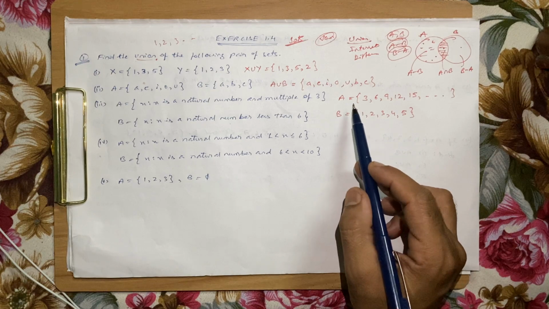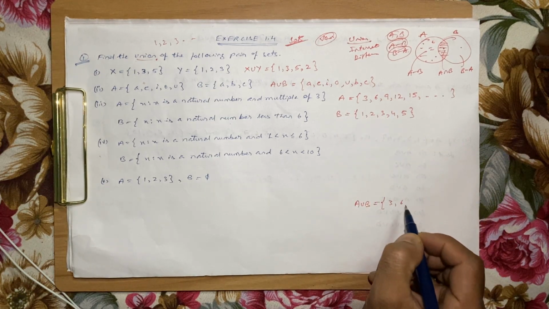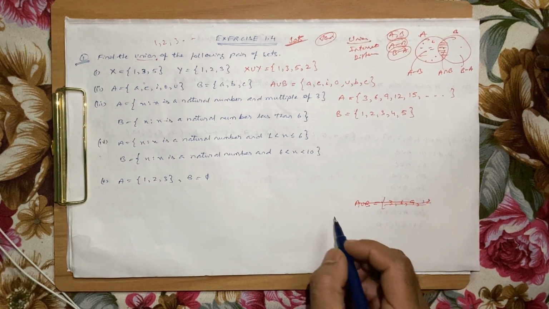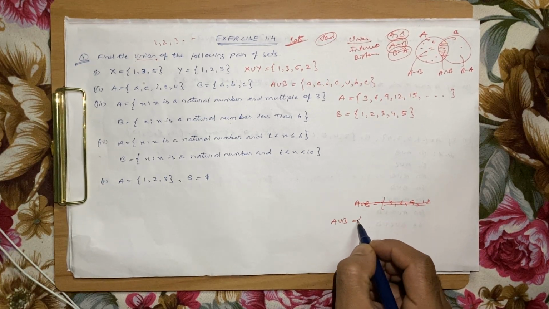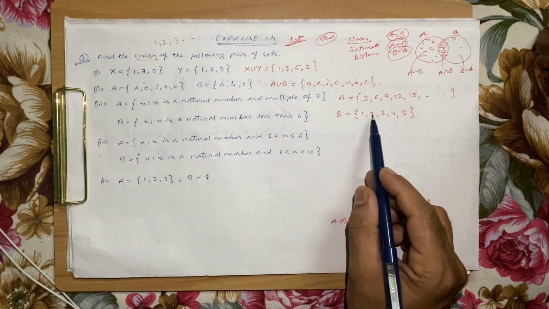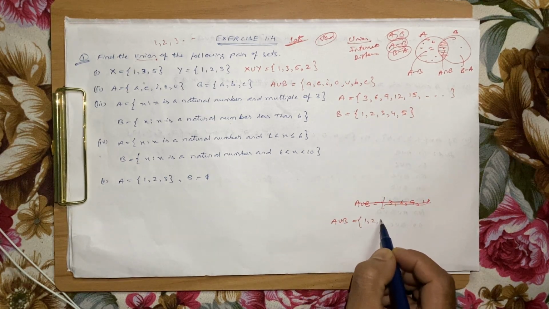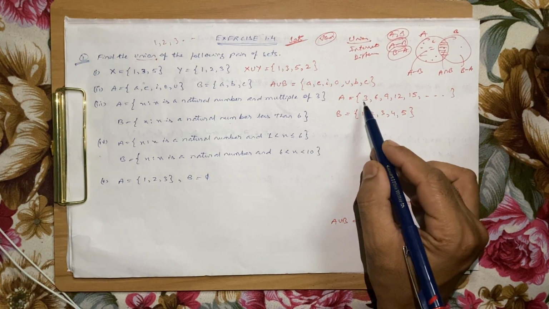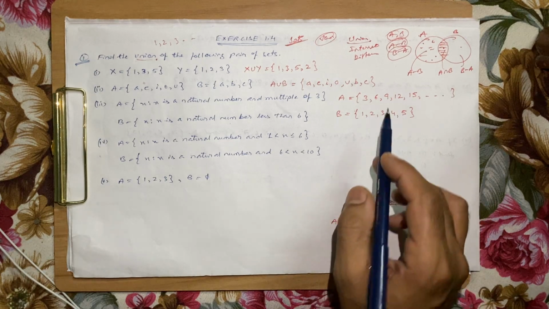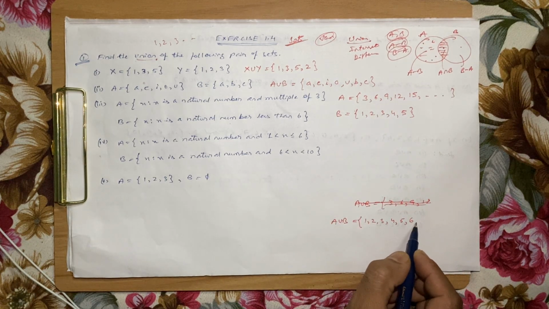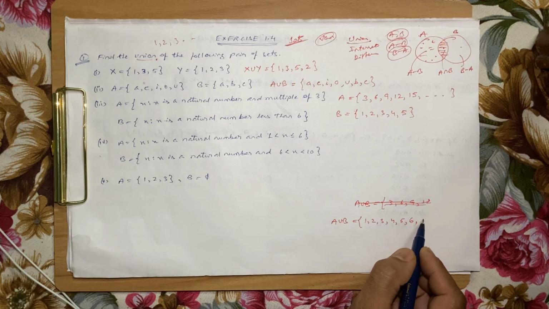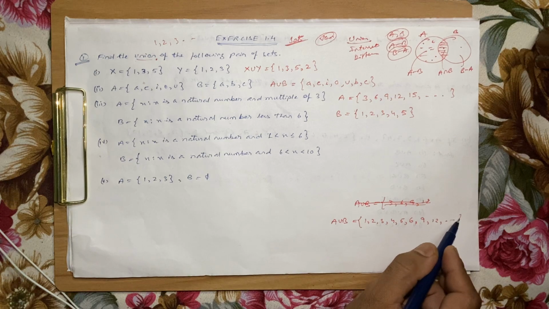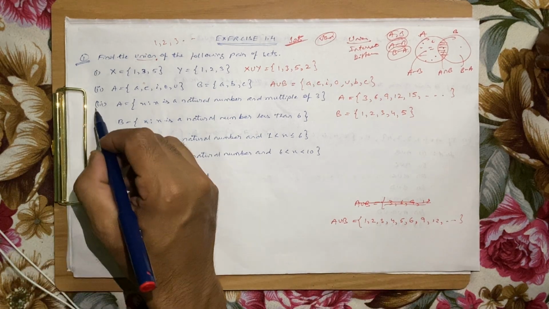Now the elements of set A are what? 3, 6, 9, 12. So A union B will be what? The elements of set B are 1, 2, 3, then 4, then 5. Then the elements of set A: 3, I have a 3 already. 6, okay, next to 5 I'll write 6, and then 9 and 12, because I don't have to write 7, and it goes on in this way. So this is A union B for the third one.